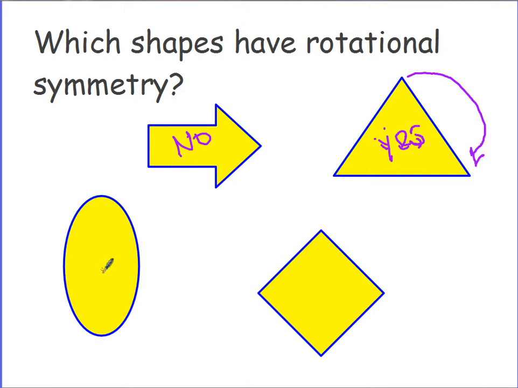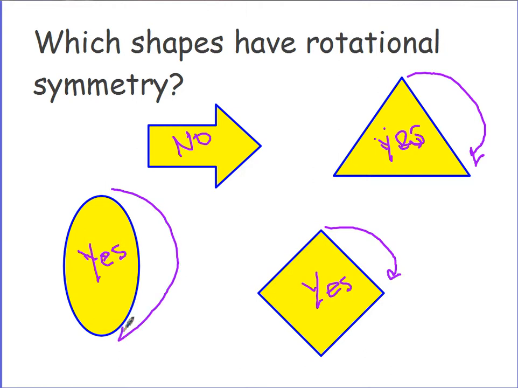How about the oval? Yes, this would have rotational symmetry because I could turn it upside down and it would look exactly like it does now. And finally, the diamond? Yes. This would have rotational symmetry. If I turn that even 90 degrees, then it would be back to where it started. Or it would look like it did before we started.